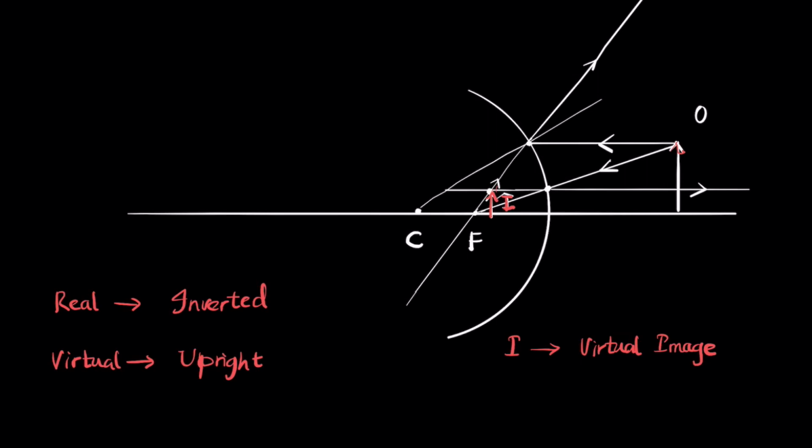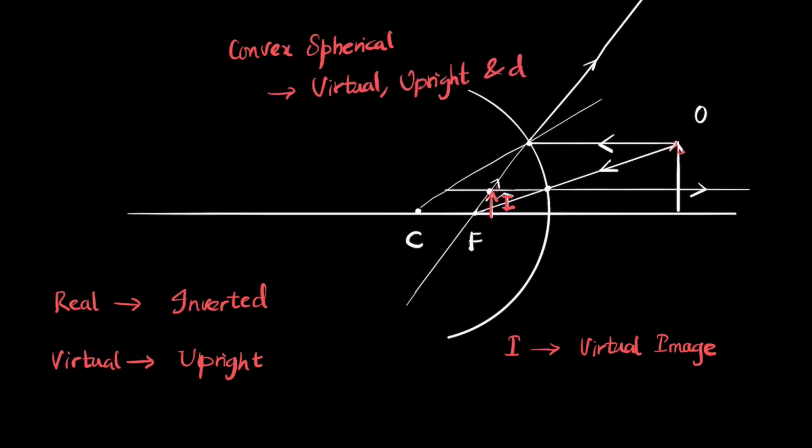And the most common virtual images are found by mirrors, especially a convex spherical mirror, which always forms a virtual, upright and diminished image. So it always forms a virtual, upright and diminished image. This is the idea behind a convex spherical mirror.